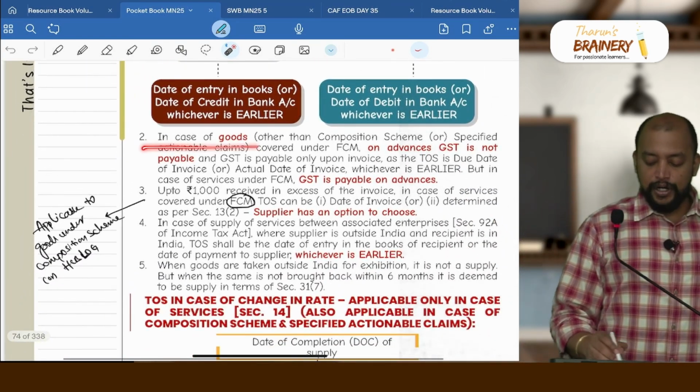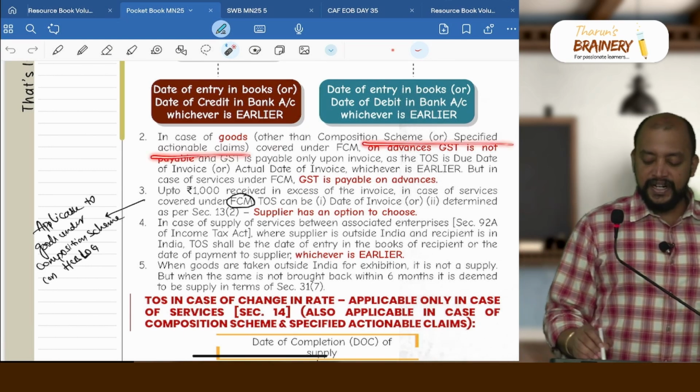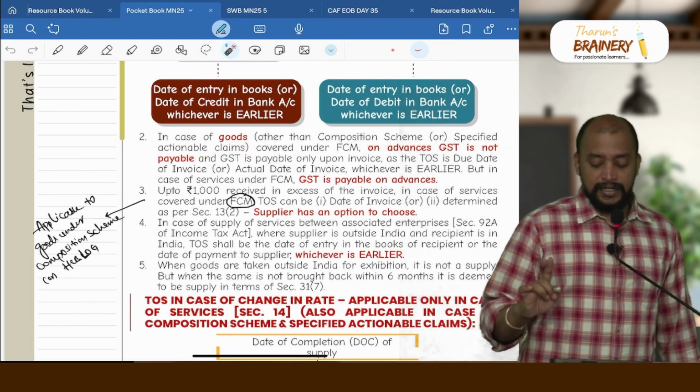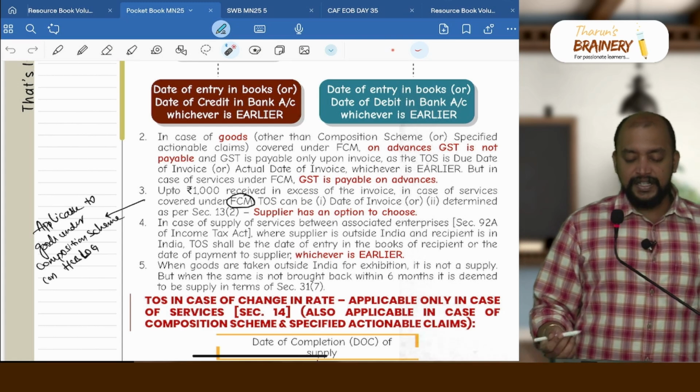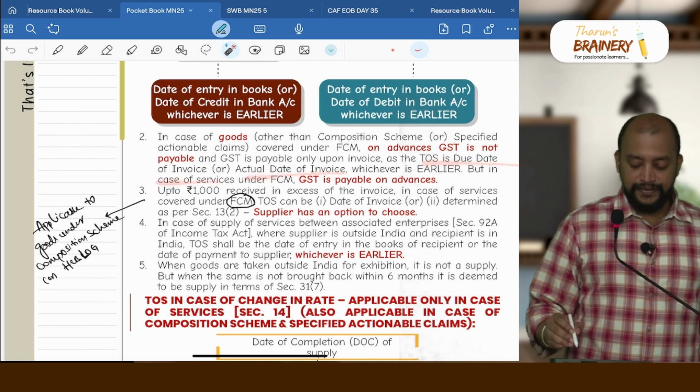So GST is payable on advances in case of goods under composition scheme or specified actionable claims; otherwise, GST is not payable on advances. With respect to services, GST is payable because the date is the due date of invoice or actual date of invoice, whichever is earlier.